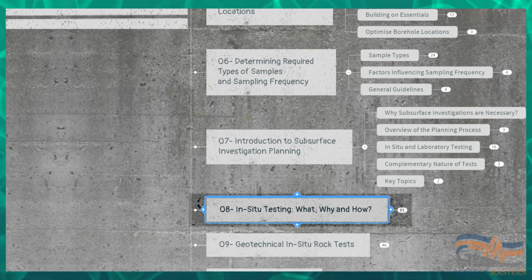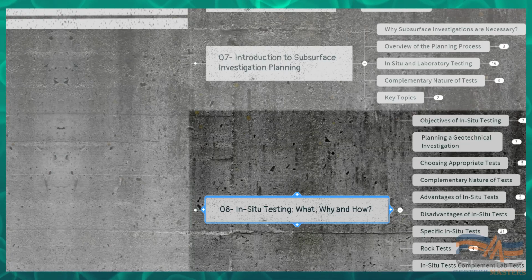We then talked about the practicalities of testing in Episode 8, In Situ Testing, what, why and how, discussing the main objectives, advantages, like minimal disturbance and in-situ stress measurement, and disadvantages, like indirect measurements and empirical correlations, of in-situ tests, and how to choose the right test for the job.